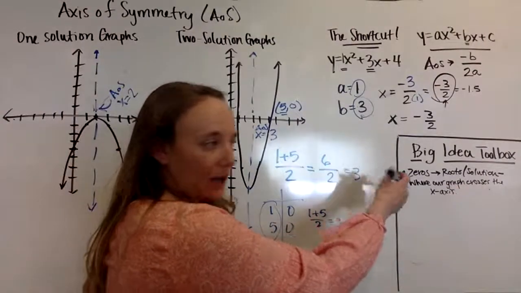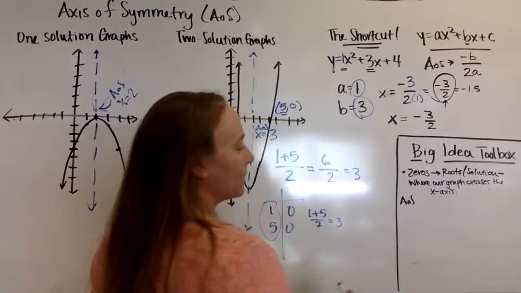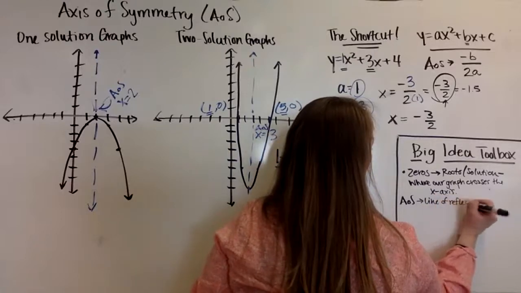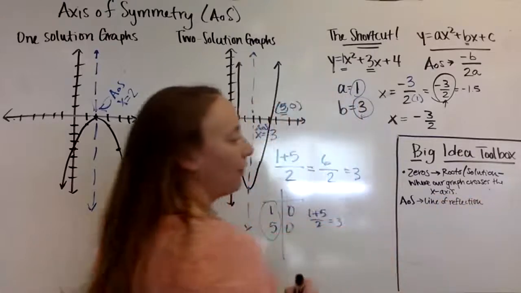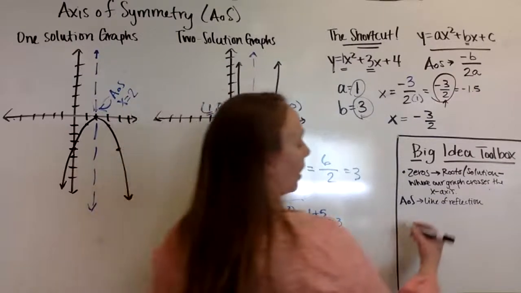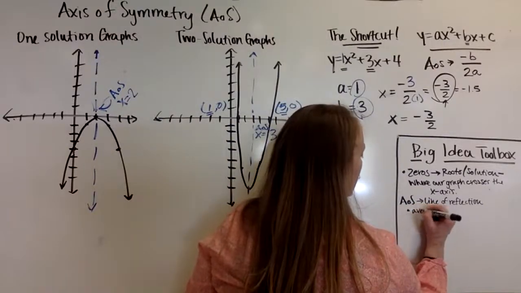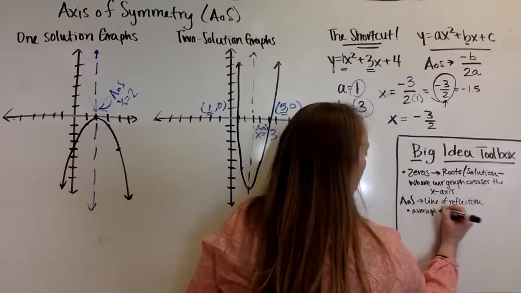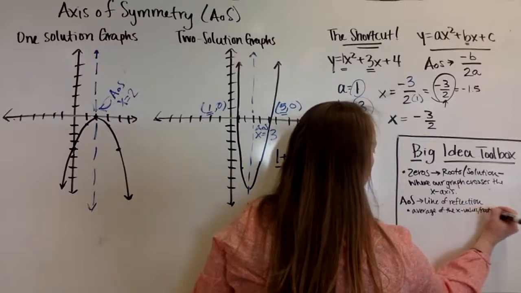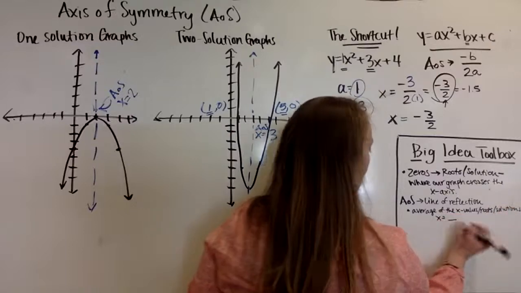So big idea of toolbox. Let's add a little bit. Axis of symmetry is that line of reflection. It always needs to be written as an x equals equation. So our ways that we can find it are take the average of the x values or roots or solutions and write x is equal to a number.